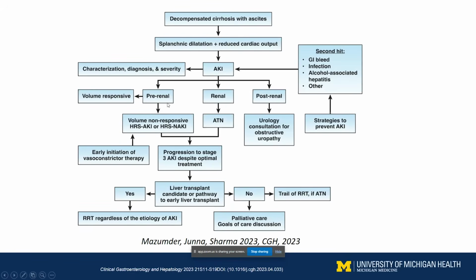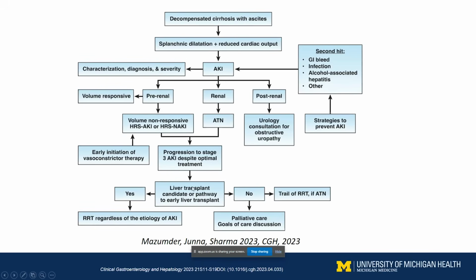If they are pre-renal, and if they are volume non-responsive, it could be HRS-AKI or HRS and AKI. Early initiation of vasoconstrictor therapy is recommended. ATN, progression to stage 3 AKI despite treatment.